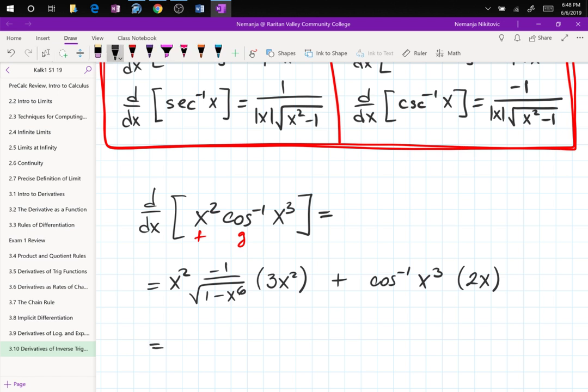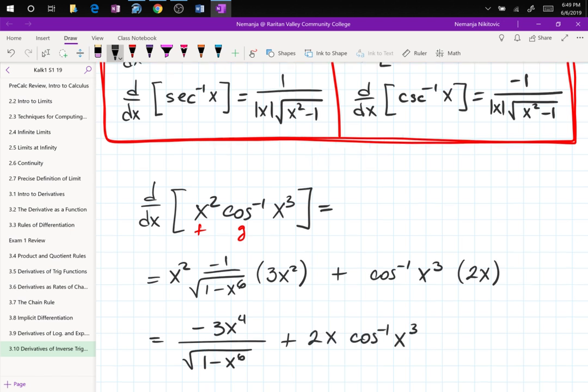So the total over here is negative 3x to the 4th divided by square root of 1 minus x to the 6th, plus 2x cosine inverse of x cubed.